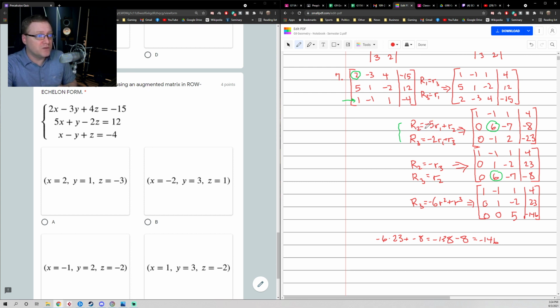Hold on. So row 2 is supposed to be -5 times row 1, which is -20. Oh, wait, this is a -4. That's where I messed up. This is a negative. I didn't write a negative here. Oh, gosh dang it. I forgot to write a negative. I'm sorry, guys. All right, so -5 times -4 is 20, and then plus 12 is 32. So this number right here is supposed to be 32.